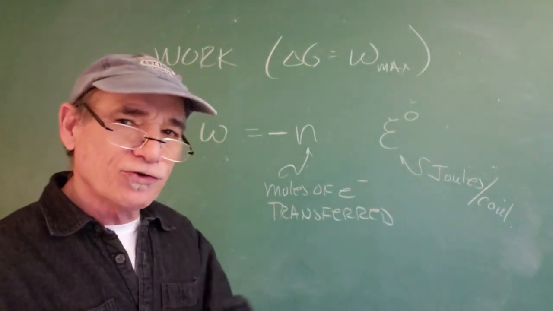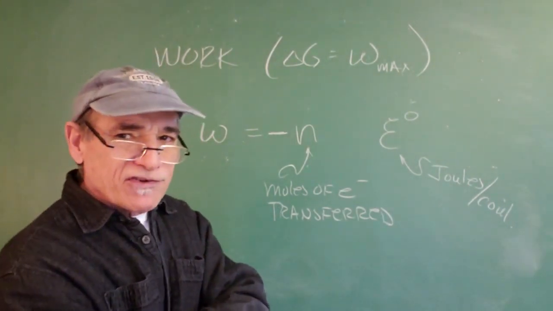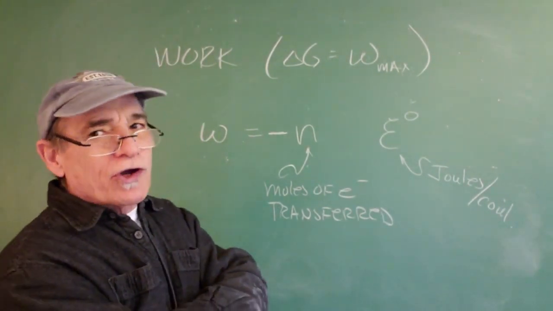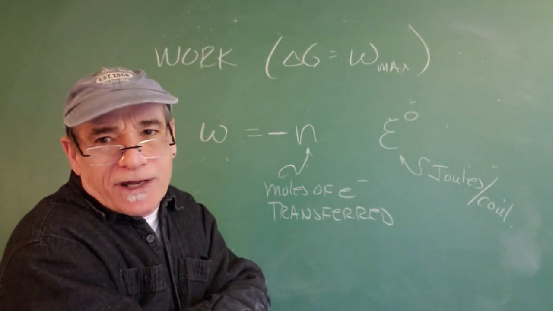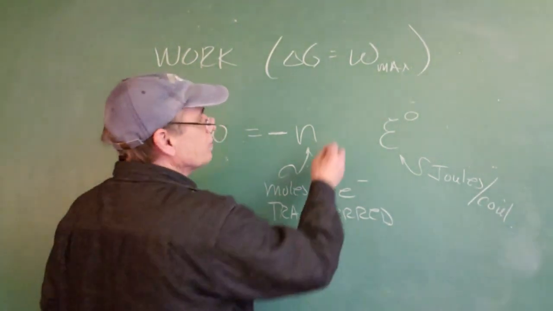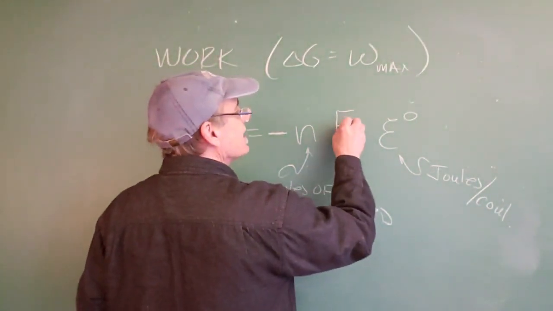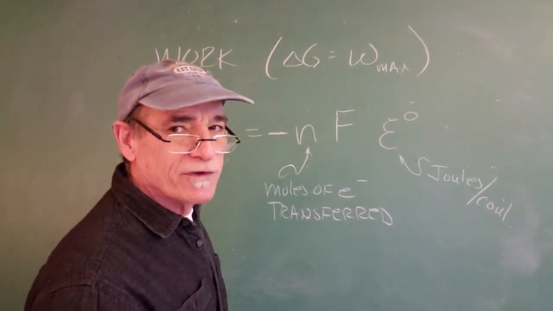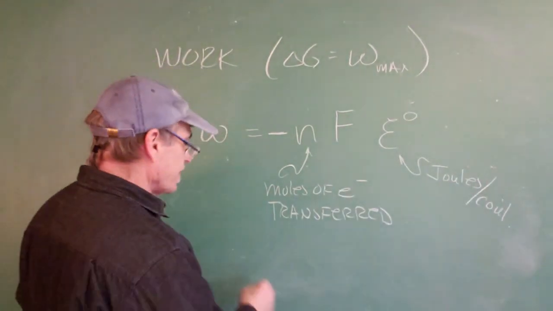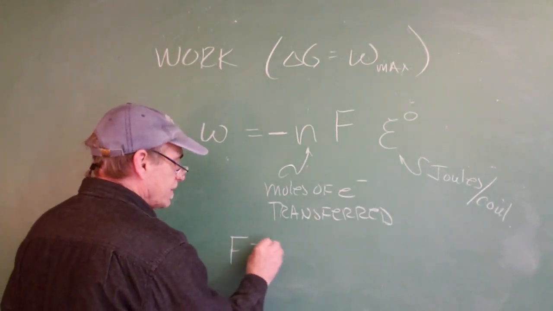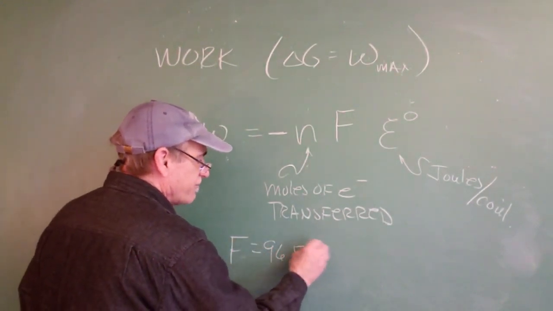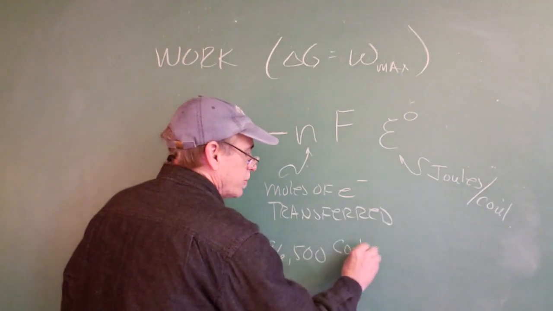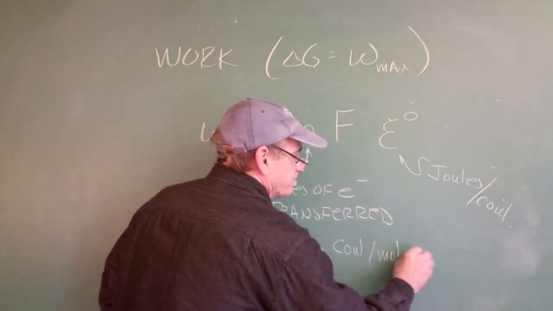Well, I alluded to it earlier. It's called Faraday's constant. If we took the charge on a single electron and multiplied it by Avogadro's number, it turned out to be Faraday's constant, 96,500 coulombs per mole of electrons. As a matter of fact, let's put that down here. 96,500 coulombs per mole of electrons.